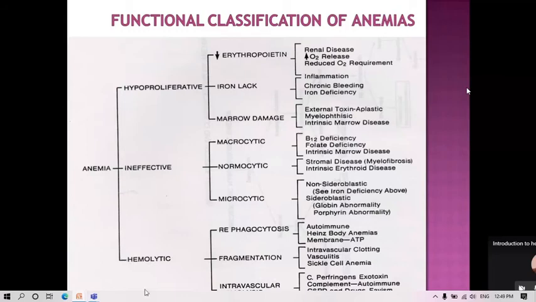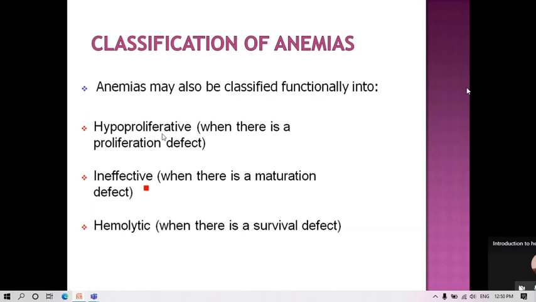And another is hemolytic, when there is reticuloendothelial phagocytosis or fragmentation, and there are various causes of intravascular hemolysis as well. So this is the third classification. They can be hypoproliferative. Then there is a problem in the proliferation. The progenitors are not able to synthesize the blood cells, like in aplastic anemia.